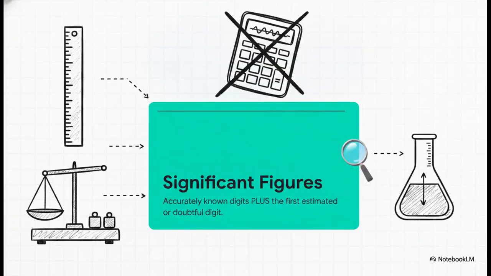So, how do we formally and honestly communicate our precision to the rest of the scientific world? We do it using significant figures. In any measurement, these are all the accurately known digits plus exactly one estimated or doubtful digit. This rule is a reality check. It reflects the actual physical capability of the tool you just used. It actively stops us from reporting those totally misleading calculator outputs. Like writing down an answer with 10 decimal places when your basic meter rule could only guarantee 1.